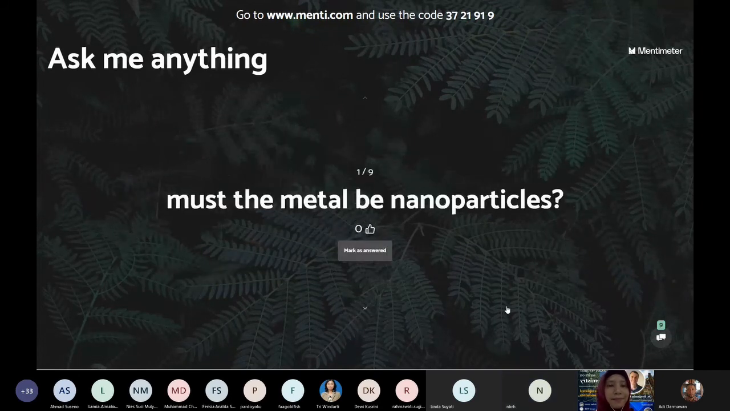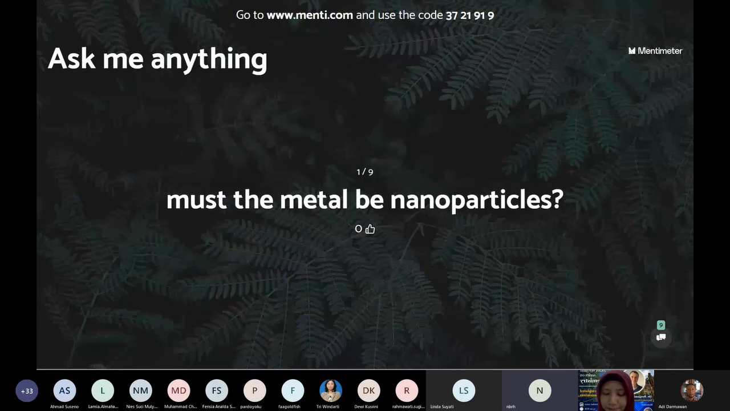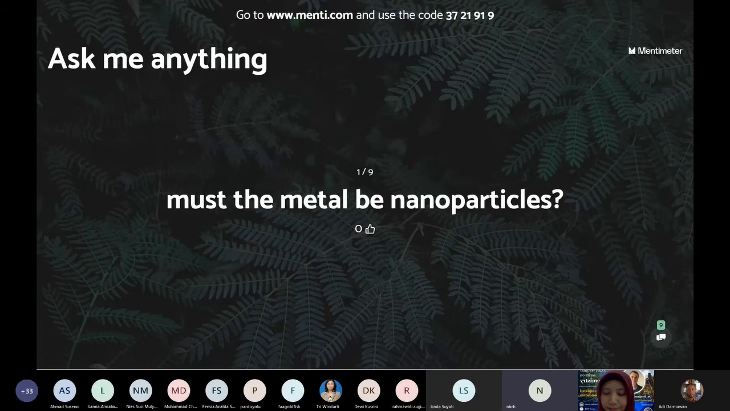Okay, next question. Must the metal be nanoparticles? Well, I don't quite understand. I mean, what we think happens is that the metal ions bind to the DNA, and then they are reduced, and they nucleate on the DNA, and they nucleate as approximately spherical particles just because of surface effects. And it's only when you completely cover the DNA that the thing starts to transform towards a nanowire.